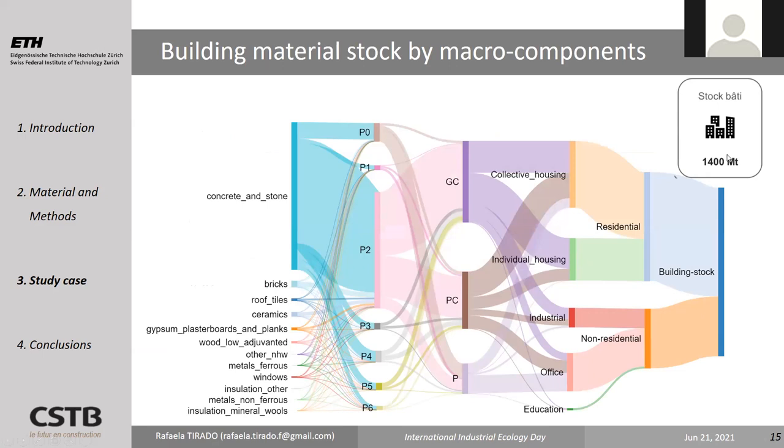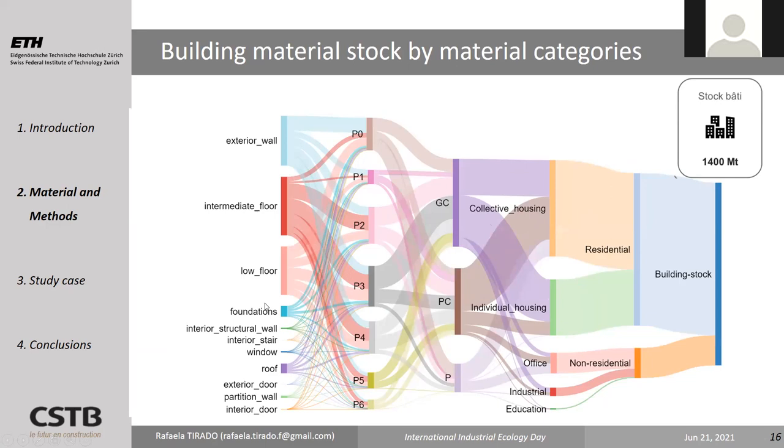For example, here we have a Sankey diagram with a result by macro component distribution. We can see that the most part of the resource is represented by concrete or stone, bricks, or other types of materials. These materials are coming from intermediate floors, exterior walls, and low floors most of the time. The low floors are very representative because in the Île-de-France region, we have a lot of individual housings.